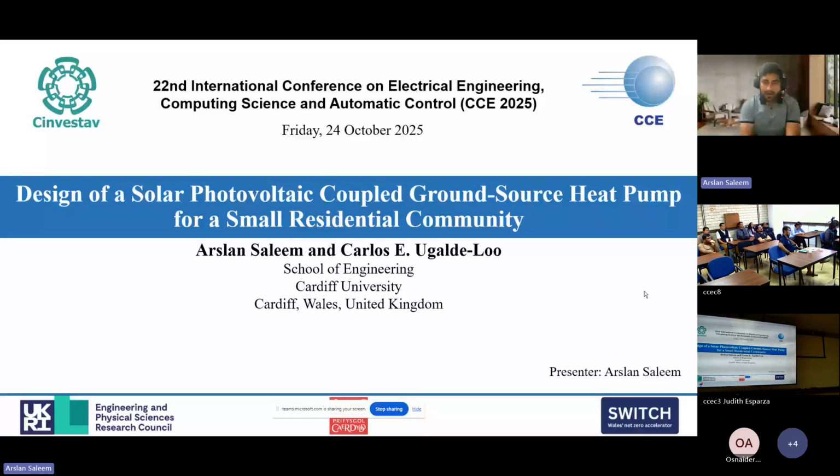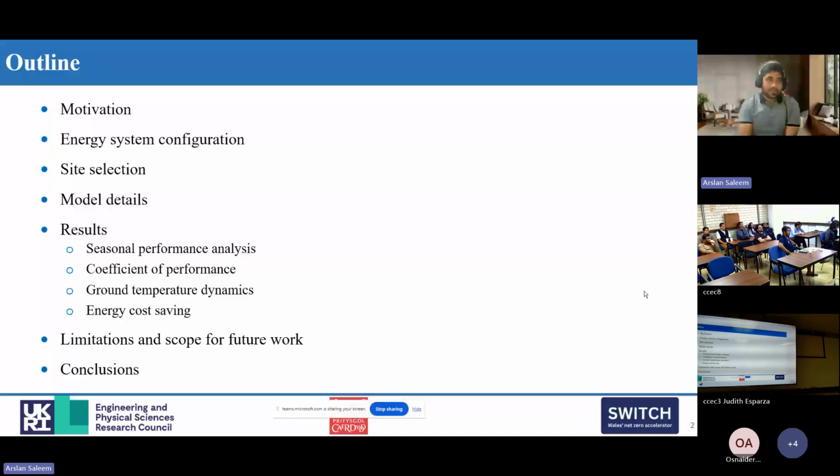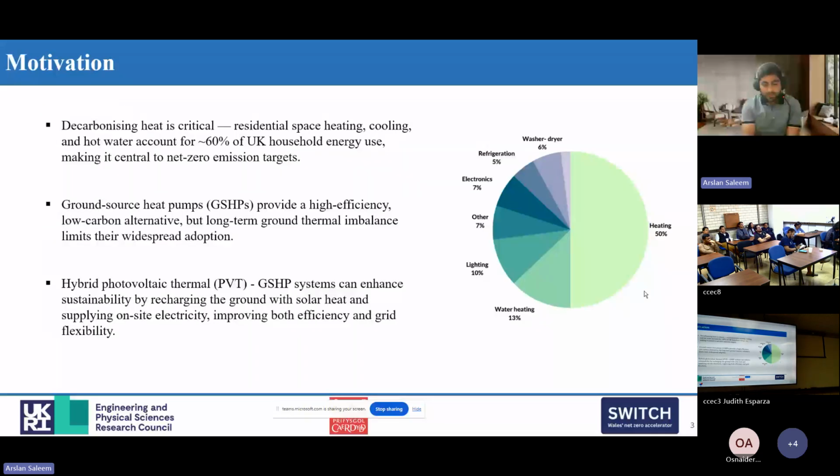I'll begin with the outline of the presentation. First, a little bit of motivation, and then the system configuration that was investigated. Then we'll look into the details of site selection and modeling method. Finally, we'll go through the results, limitations, scope of future work, and conclusions. Beginning with the motivation, globally the building stock is responsible for nearly 30% of total energy use and a quarter of energy-related CO2 emissions.